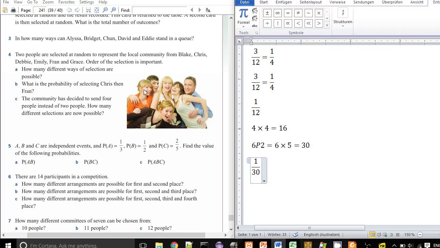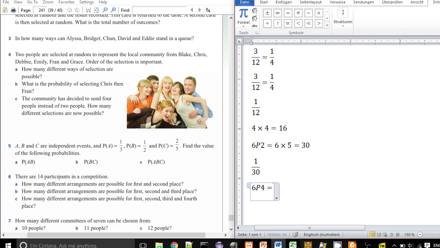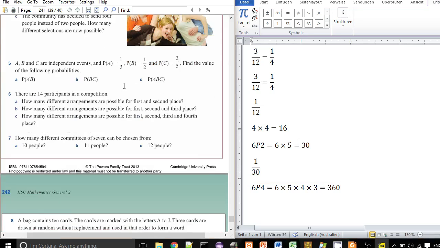1, 2, 3, 4. So 4 women and 2 guys. Okay. The community. Okay, so if it's 4, it's just 6P4. So 6 choices, and then you've got 5 choices, and then 4, and then 3, which I think is 360. Okay. Alright, let's move on.